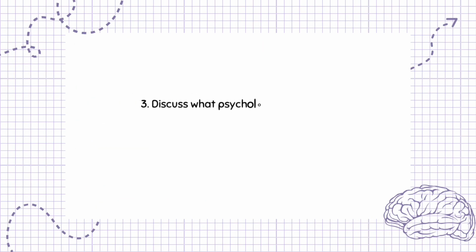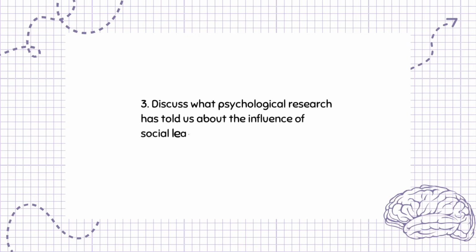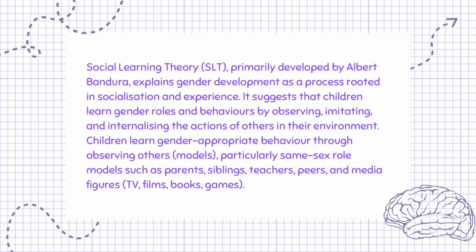Question 3. Discuss what psychological research has told us about the influence of social learning on gender development. 16 marks. Social learning theory, SLT, primarily developed by Albert Bandura, explains gender development as a process rooted in socialization and experience.